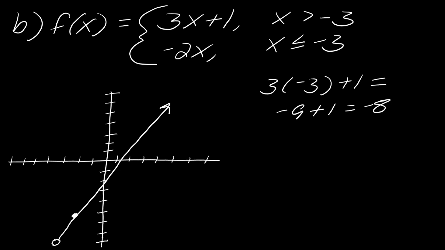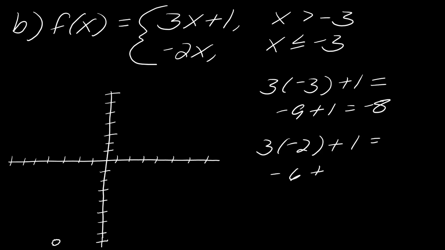So I could do it like that. The other way I could do this, which is going to give me the same result, is I could choose a point that's on this side, x is greater than -3. So I'll erase this for a second just to show you. So a point that is on this side of -3 would be -2. So I could plug in -2 into this function. So I get -6 plus 1, so this equals -5.